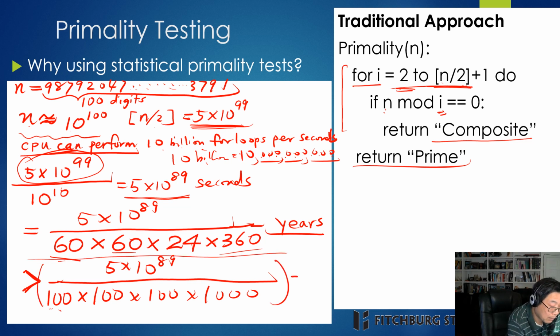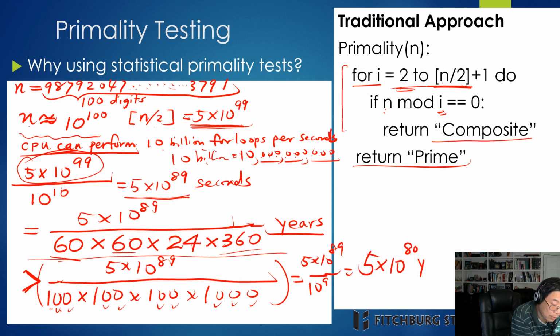Now what is the result? The denominator has 1, 2, 3, 4, 5, 6, 7, 8, 9 zeros. So that's 10 to the 9. Dividing 5 times 10 to the 89 by that gives you 5 times 10 to the 80 years. So I need more than 5 times 10 to the 80 years.